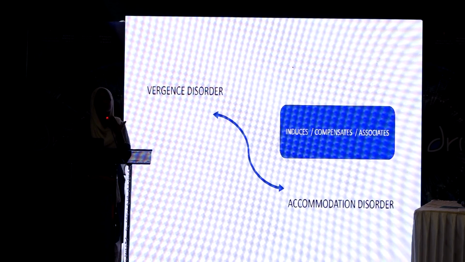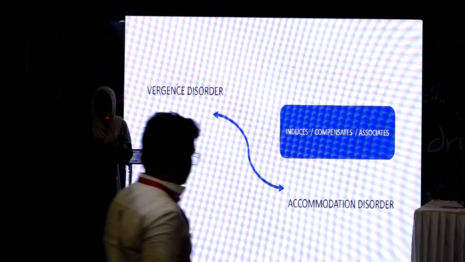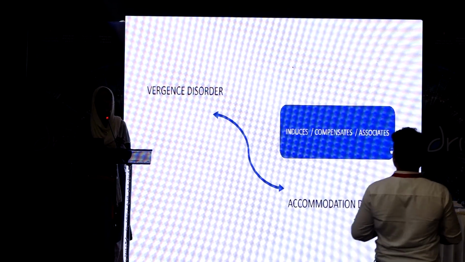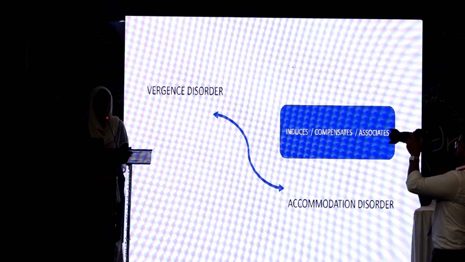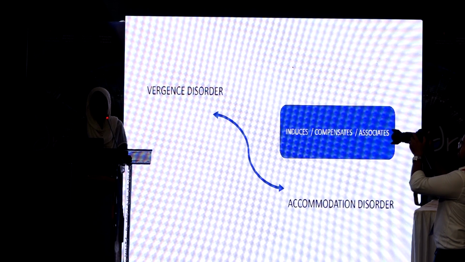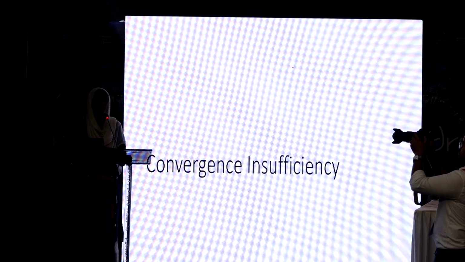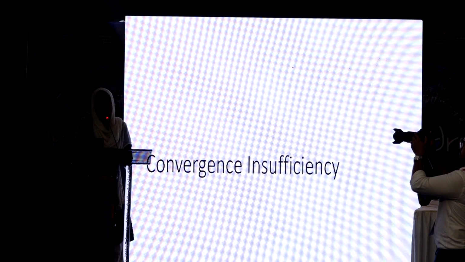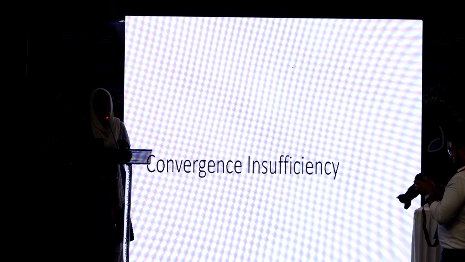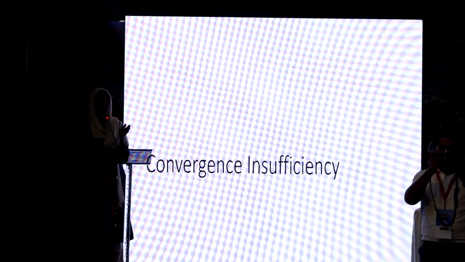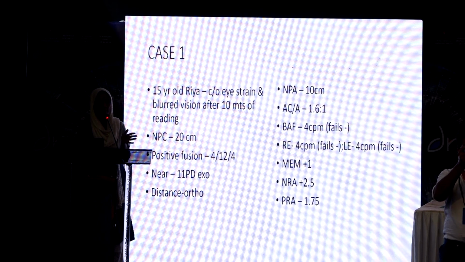First of all, I would like to emphasize that divergence disorder and accommodation disorder have a close link, everybody knows. One can induce another, one can occur as a compensation for another disorder, or both can even coexist. So the first one I would like to deal with is convergence insufficiency. As Dr. Mallika mentioned, convergence insufficiency is the commonest in NSBSVA.